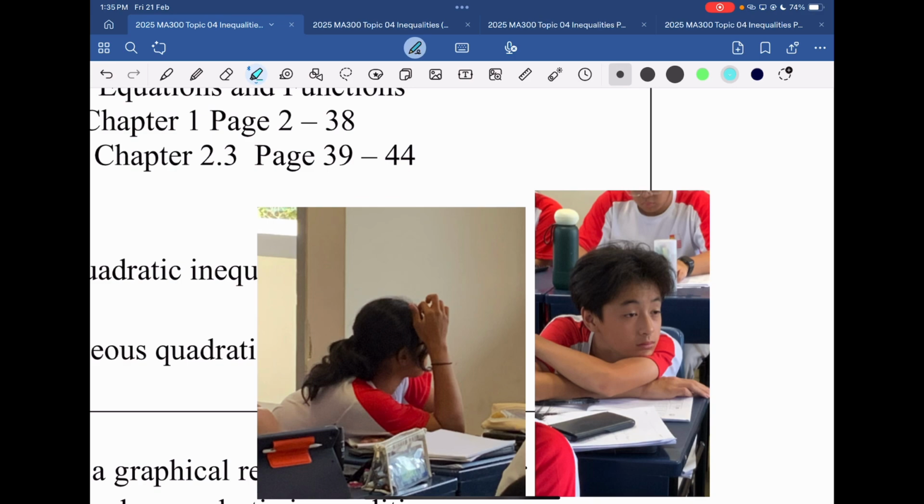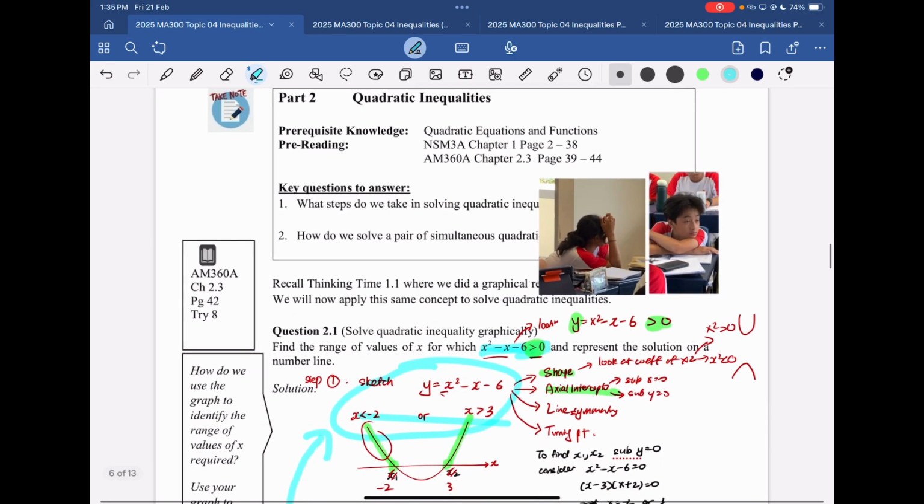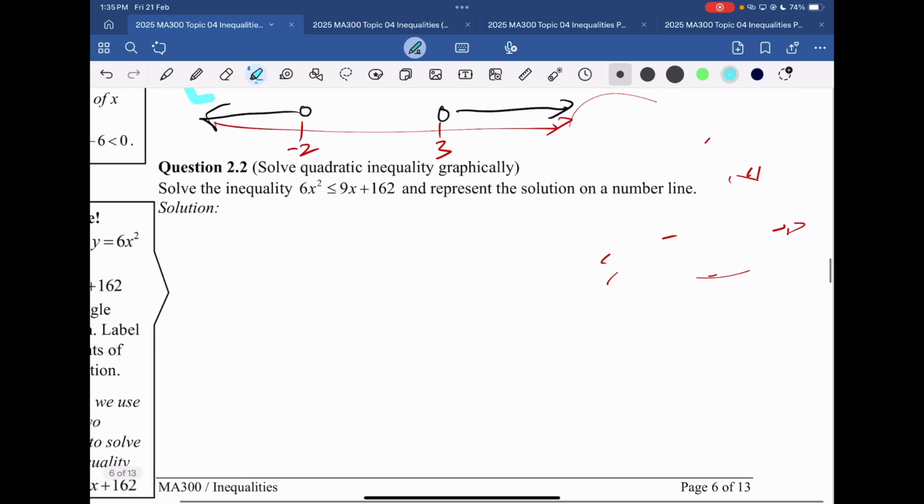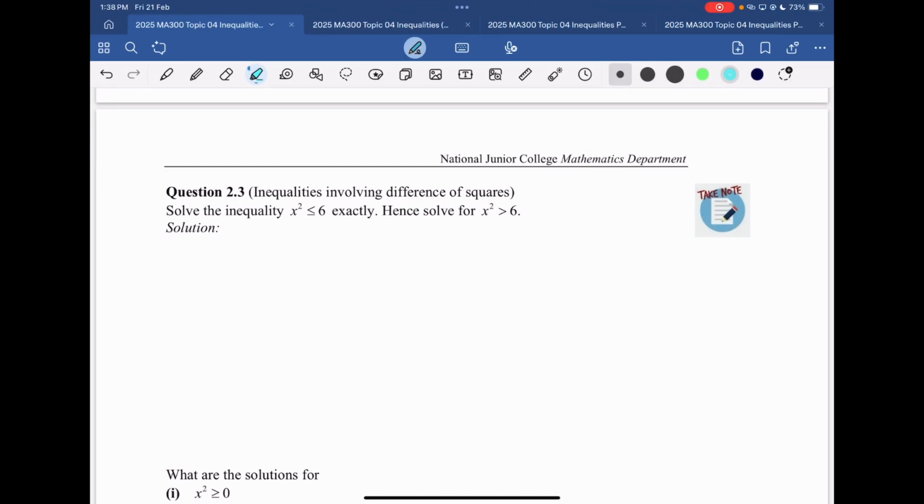Less than or equal to 3. Okay, can you all see the difference? So if you are okay, can you try question 2.2? Simple idea. Try to make it work like how it worked for you just now. Just now, how did it work for you?